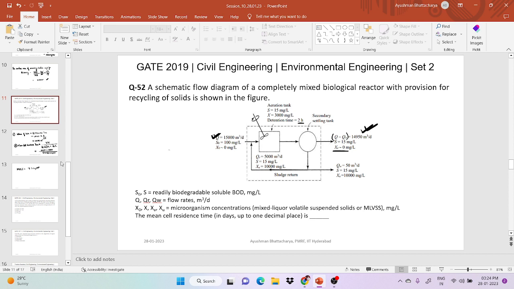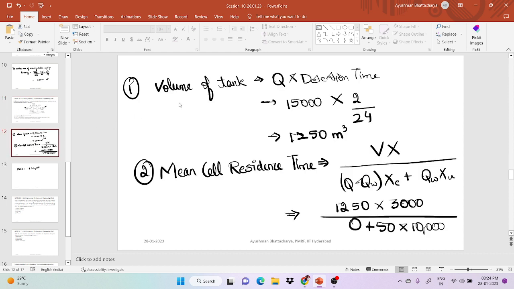For calculating the mean cell residence time, we need the value of the volume of the tank. So first we calculated the volume of the tank, that is flow into detention time. After calculating it, we got 1250 meter cube as the volume of the tank. Now, using the volume of the tank, we calculated the mean cell residence time. The formula is Vx divided by Q minus QW Xc plus QW Xu. So, there is a twist.